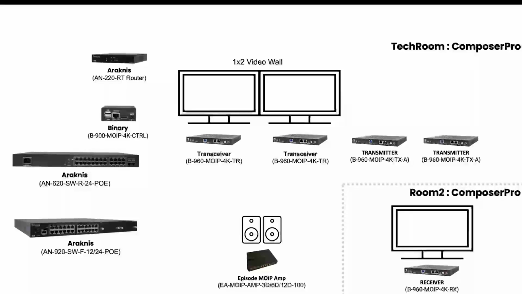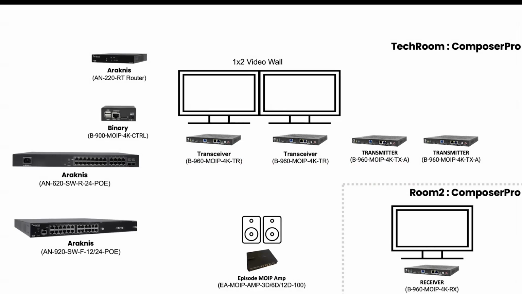So I'm working in Composer Pro with a demo project that features 2 rooms. There's a tech room, which is the majority of the gear shown, and room 2, which is in the lower right corner. On the left side of the tech room, you can see our router, our MoIP controller, our AN620 switch for IP traffic, our AN920 10 gig switch for media.